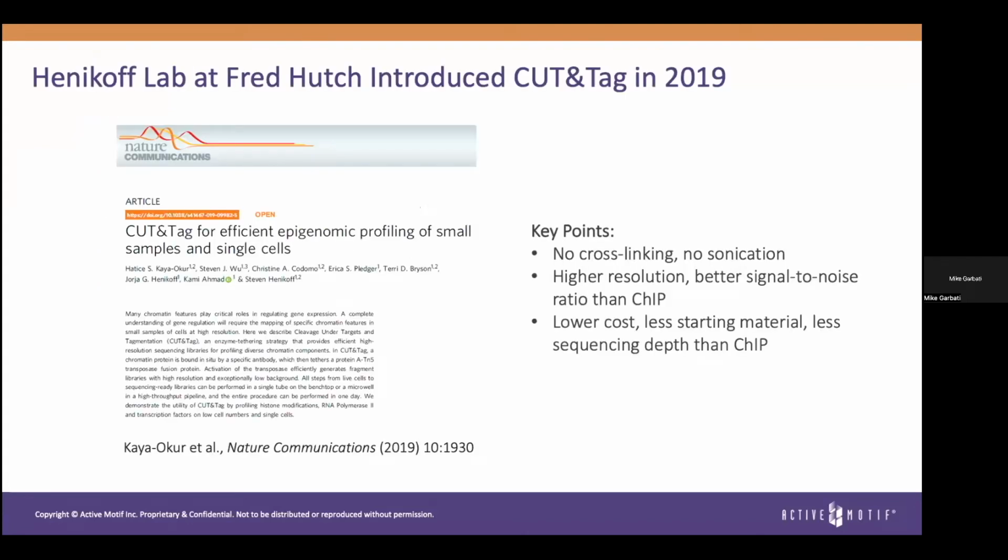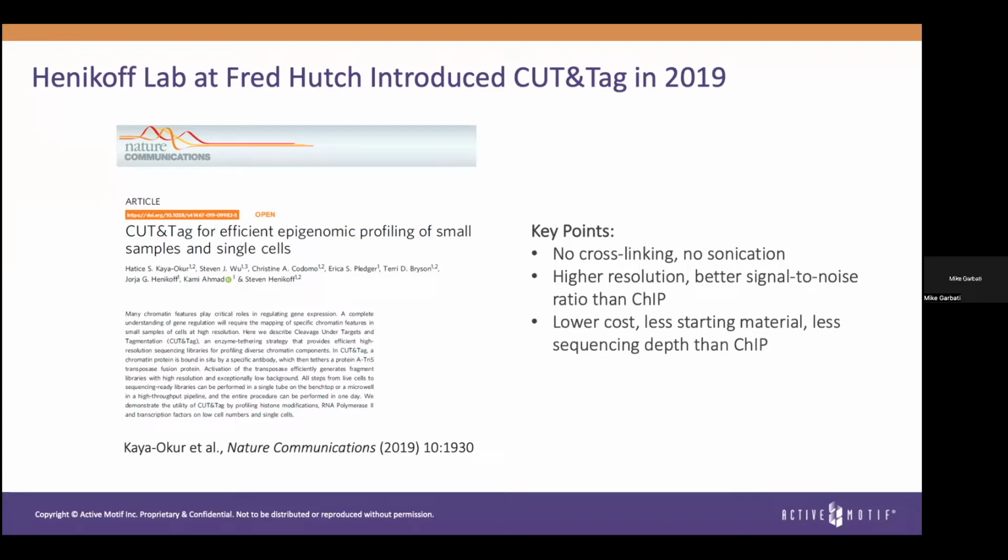Steven Henikoff's lab first introduced CUT&Tag as a low cell alternative to ChIP in 2019 in Nature Communications. The key takeaway from this paper is that CUT&Tag is an improvement upon histone-marked ChIP-seq. It's a native assay that doesn't require cross-linking or sonication, and it has a higher resolution than ChIP-seq. CUT&Tag also provides better data at a lower cost with less starting material and less sequencing depth than ChIP-seq.